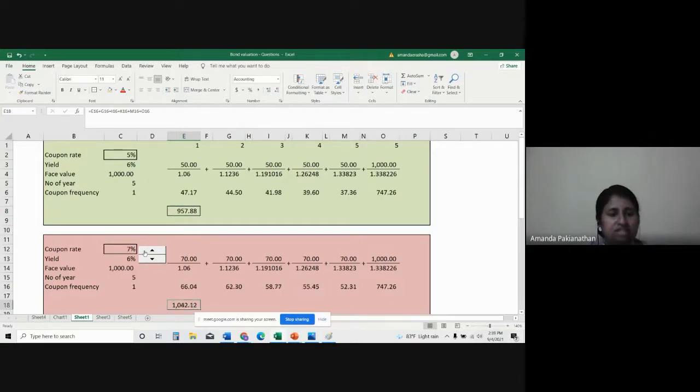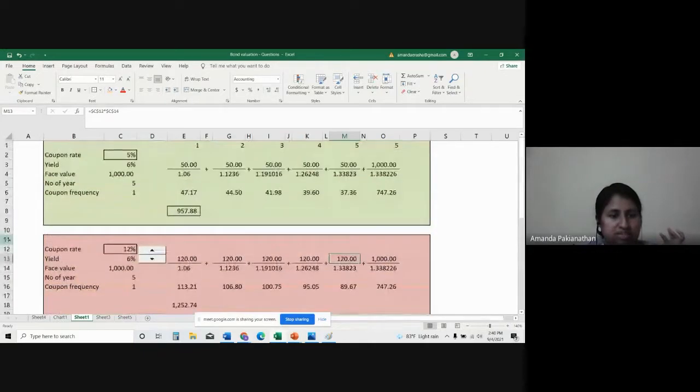Let's increase it further to 7, even higher. So when the coupon rate increases, the true value of the bond increases. What is the rationale behind that? Because your cash inflow is increasing each year. Now if it's 12%, for each coupon period, the amount that you get is increasing. So when your inflow in absolute terms increases, when all other factors are the same, the value of the bond will definitely increase.